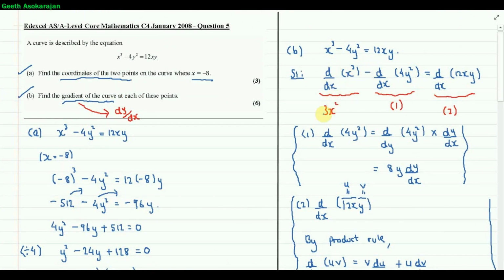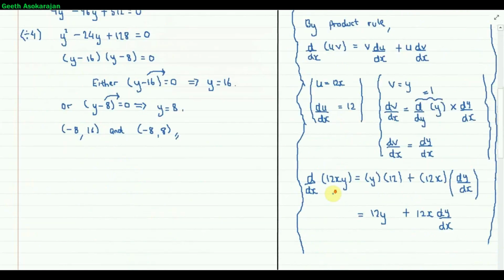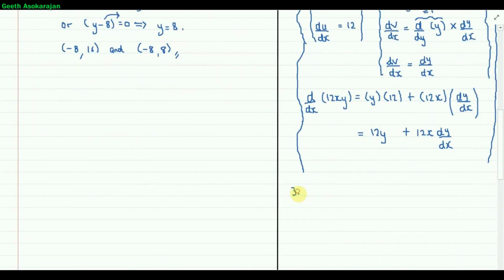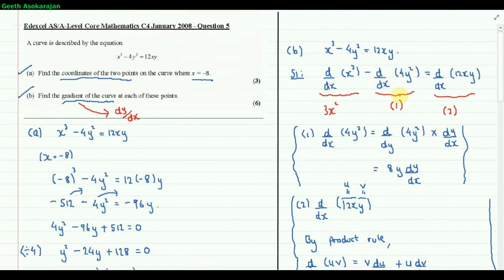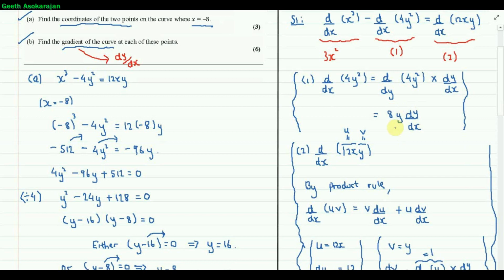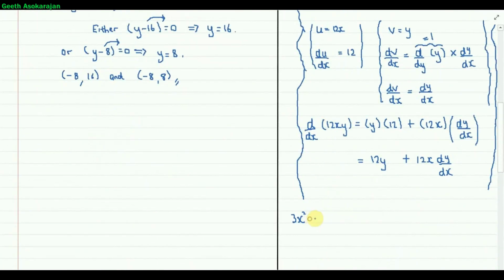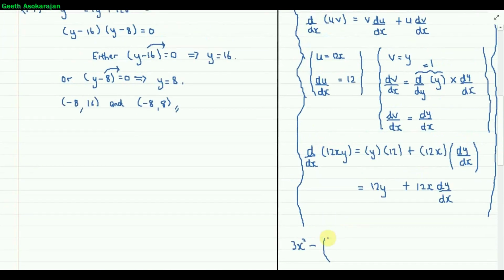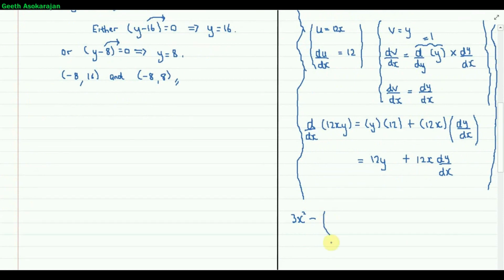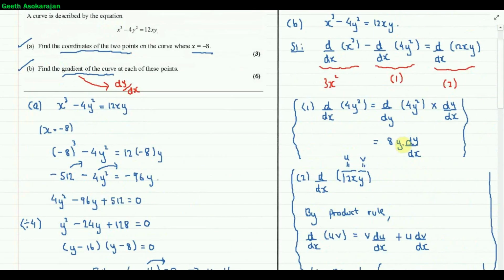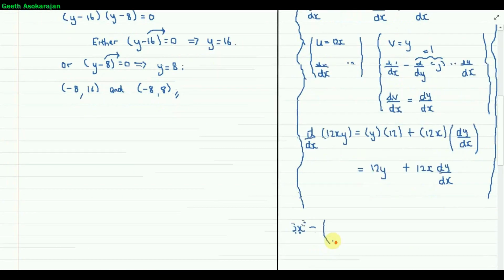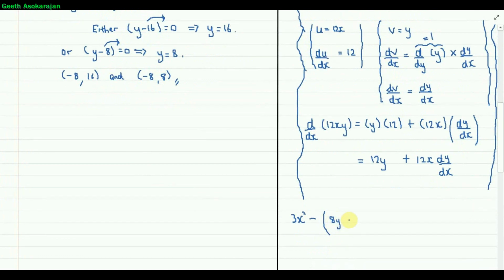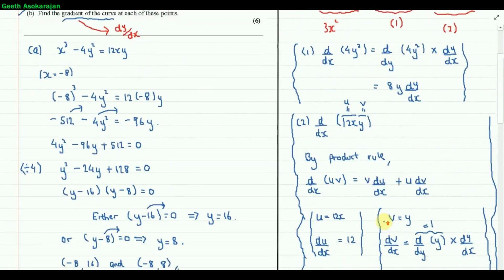d by dx of x cubed, we said 3x squared. So if I scroll below, we've got 3x squared minus, and for number 1 we had this. Now what I would suggest is when you do your replacement, just be careful. I would encourage you to use a bracket. So minus, and for number 1 we had 8y dy over dx. So let me copy it out here: 8y dy over dx, close bracket.